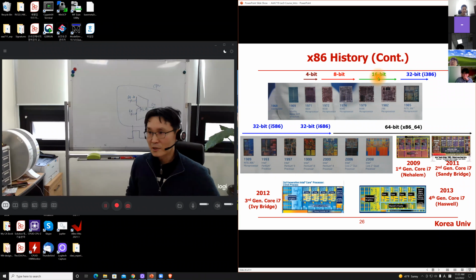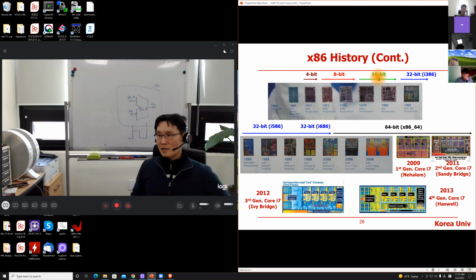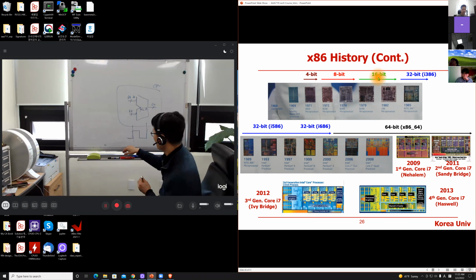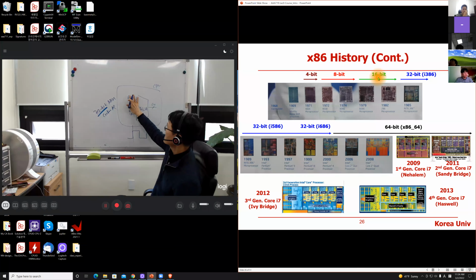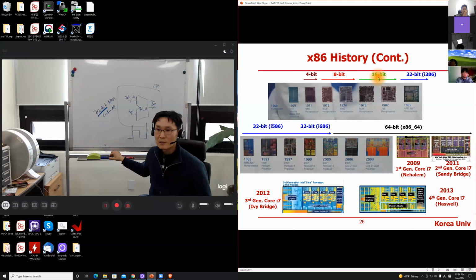So basic unit of data processing. In this class, we will use a 32-bit Cortex-A9. So 32-bit CPU. That means everything is based on 32-bit.